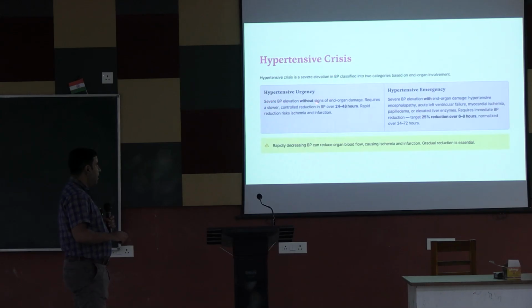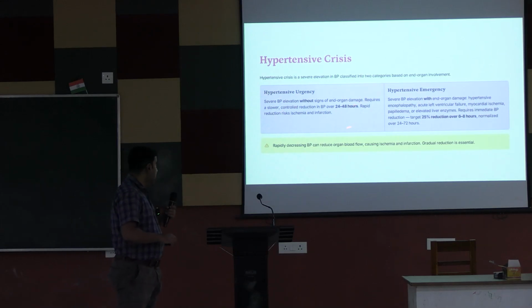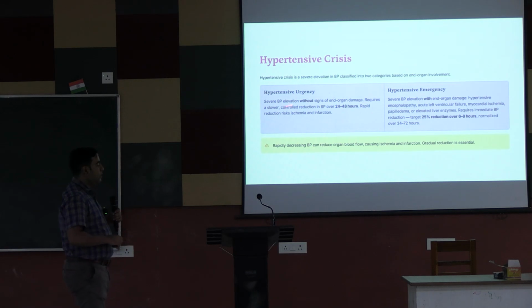Severe BP elevation without signs of end organ damage, that is urgency. It requires a slower controlled reduction of BP over 24 to 48 hours. আমরা always BP monitoring করব, আর একবারে বেড়ে গেছে বলে হঠাৎ করে BP কমাবো না। We have to reduce and control the BP over, remember, 24 to 48 hours. Adults-দের ক্ষেত্রে এটাই চলে। Rapid reduction risks ischemia and infarction.